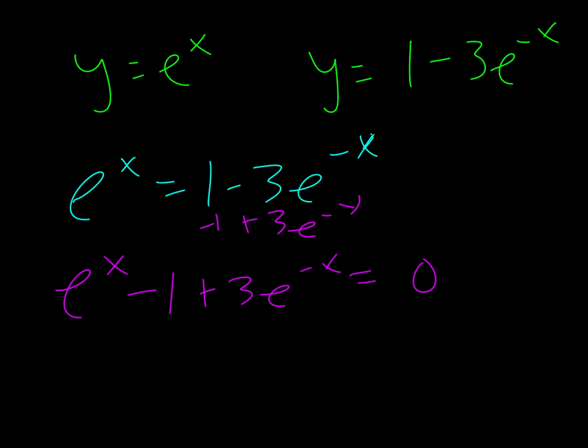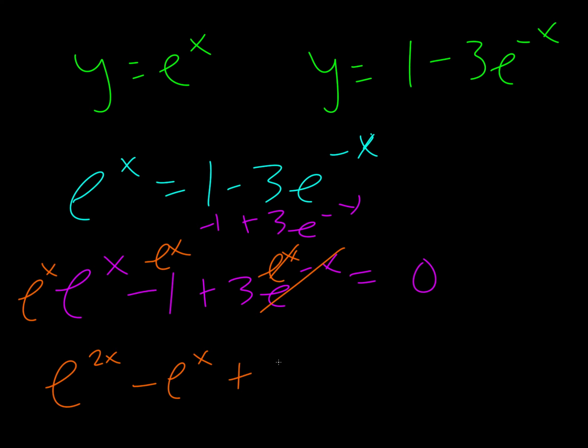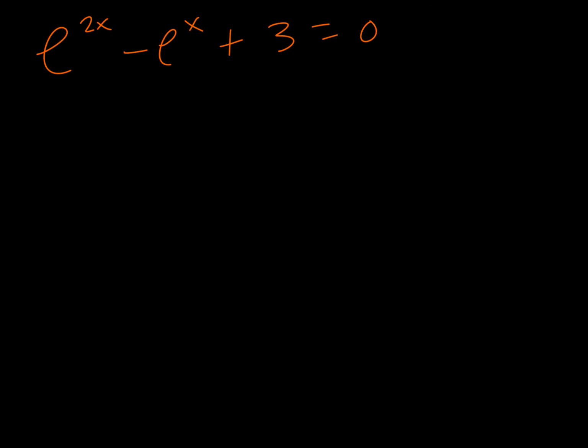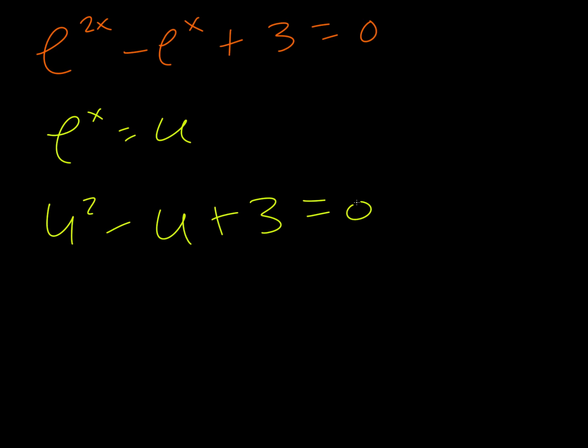Now if we multiply everything by e to the x, this is going to be e to the 2x minus e to the x, and then these will cancel, so it's plus 3 equals 0. So this is going to be one of those hidden quadratic things, because if we say e to the x is equal to u, then this becomes u squared minus u plus 3, and that's a pretty simple quadratic, because we can do 1 and 3.